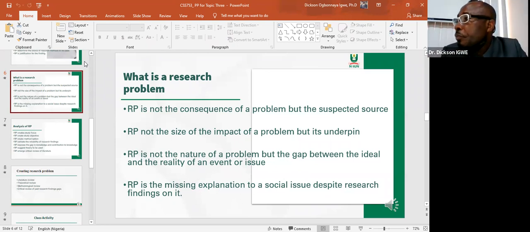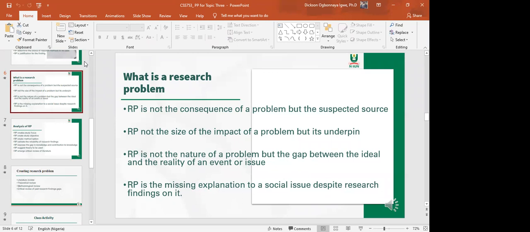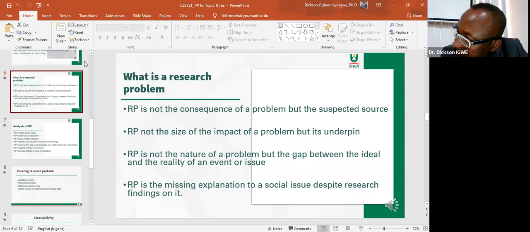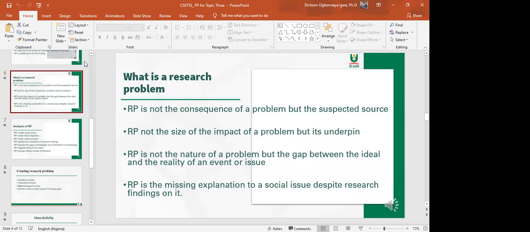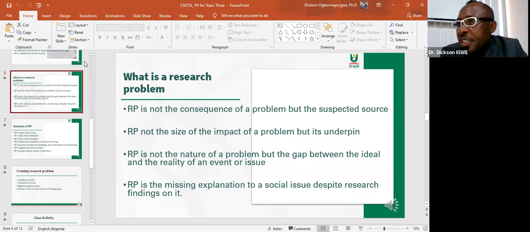What's your observation? Okay, so my question is a brief one. I just want to find out when we say research problem, is it the same as a research question? Not at all. Rather, a research problem gives rise to research questions. The essence of these research questions is that when those questions are answered, the research problem will be resolved. And research questions also give rise to research objectives.